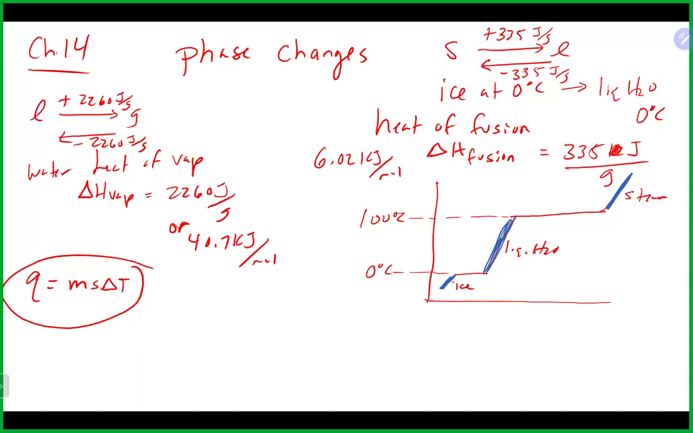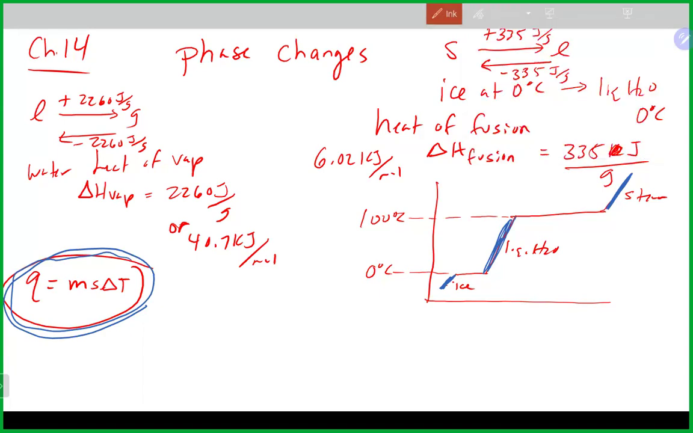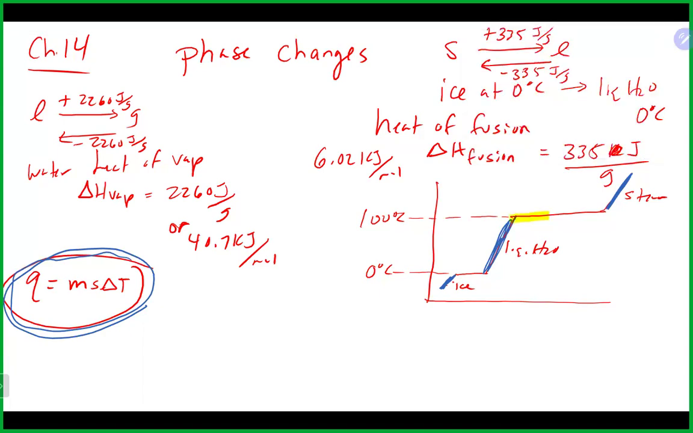So really, anywhere in that blue, again, you would use the specific heat equation to do the calculation. Once again, anywhere in the yellow, where we flatline, that's going to be the heat of fusion or the heat of vaporization used in that sort of calculation.